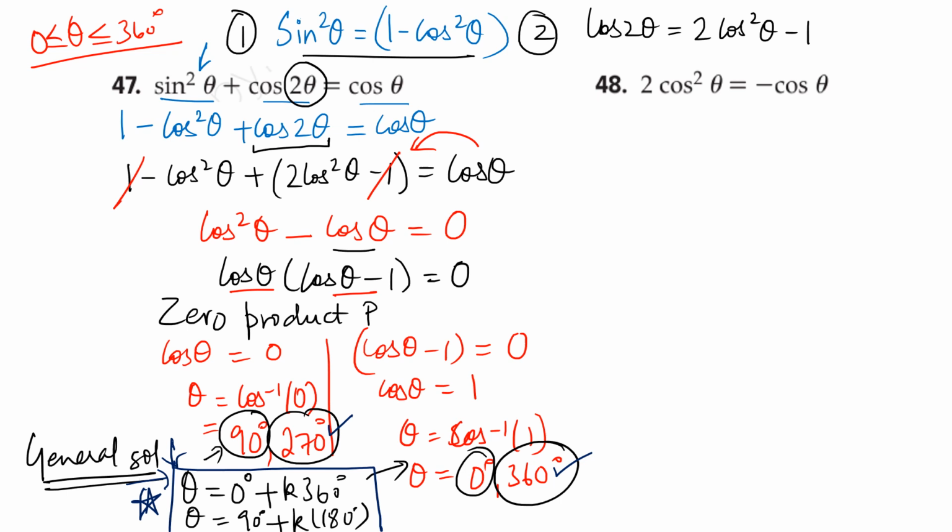How? Let's check. For example, if I take the first solution, this one, theta equal to 0 degrees plus k times 360. So if I take my k to be 1, then I get this also. Similarly, for this one, if I take k to be 1, 90 plus 180 is 270. So these two answers are repeating. So only the final answer for the general solution can be got from this part. Okay, so I hope this is clear.